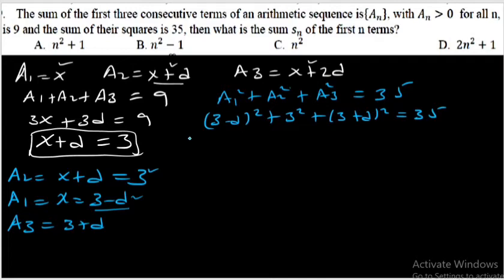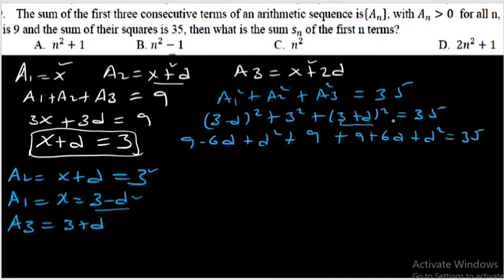When you square, we need to take care. That's going to be 9 minus 6d plus d square plus 9 again, plus the second bracket, when you square it, 9 plus 6d plus d square again, which is equal to 35. And then we need to be systematic here.